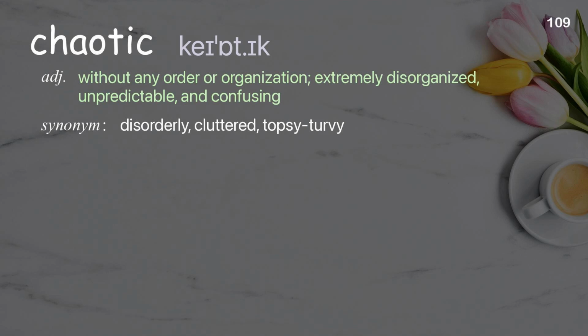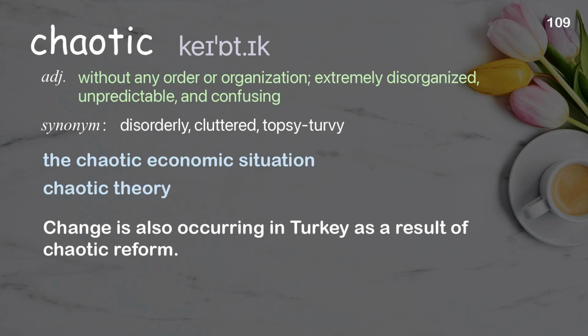Chaotic: Without any order or organization, extremely disorganized, unpredictable, and confusing. Examples: The chaotic economic situation. Chaotic theory. Change is also occurring in Turkey as a result of chaotic reform.